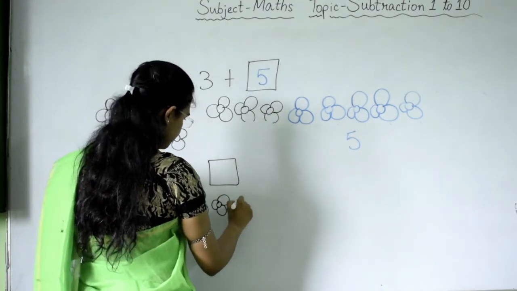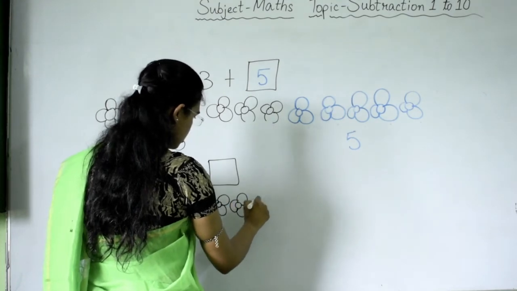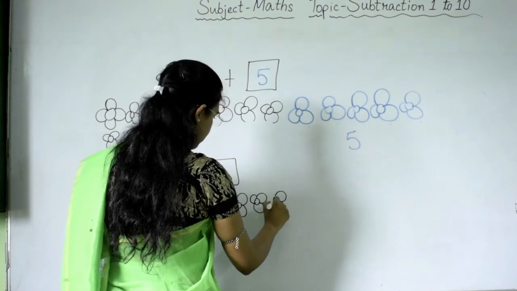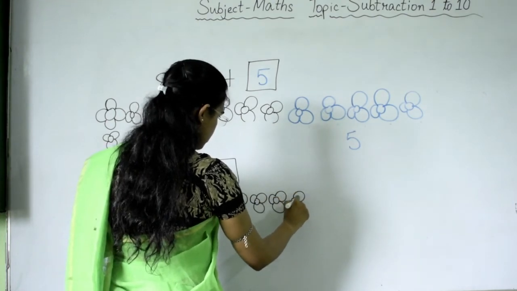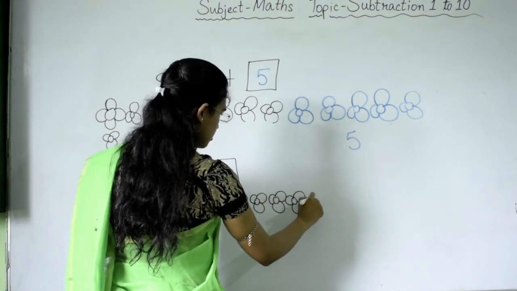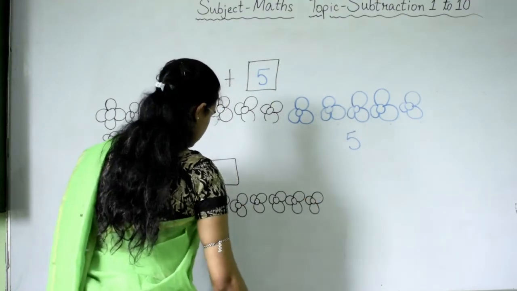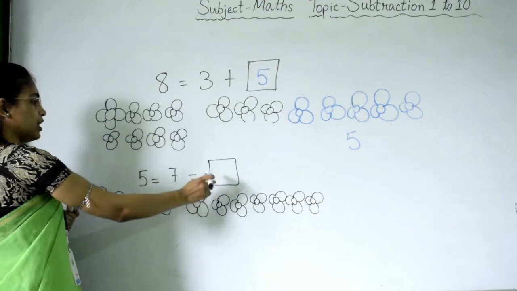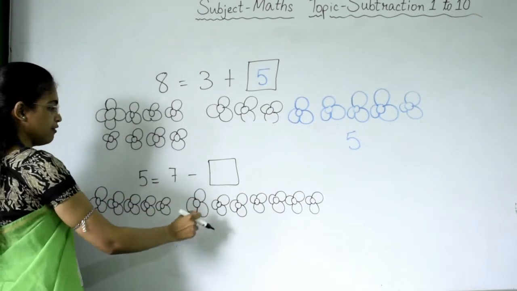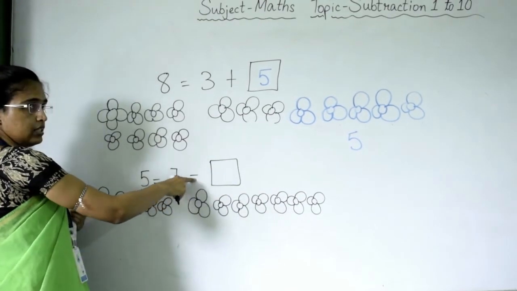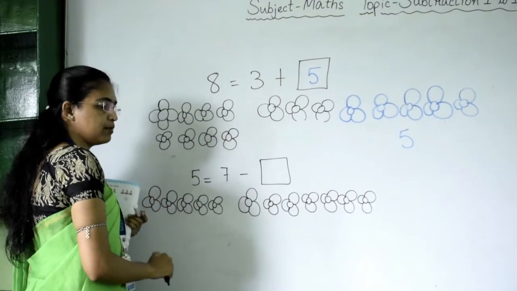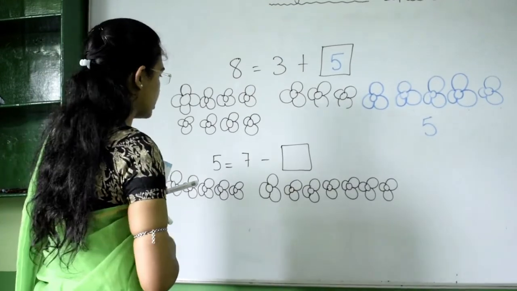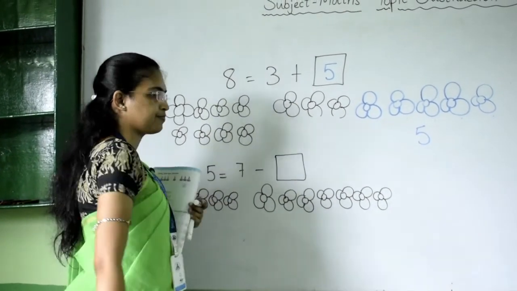1, 2, 3, 4, 5, 6, 7. Okay, so we have drawn 7 flowers. So what do we have to do to make it 5? Though this is minus sign, that means we have to cut the flowers. So how many flowers do we have to cut to make it 5?